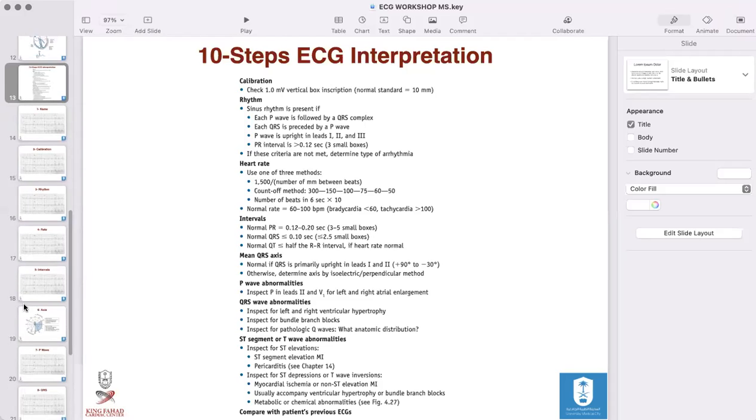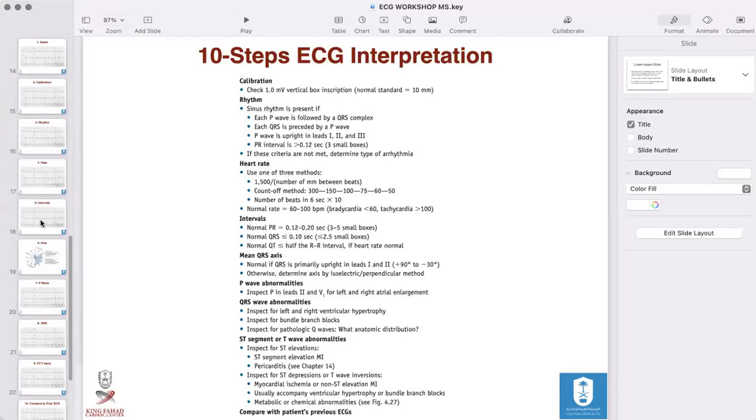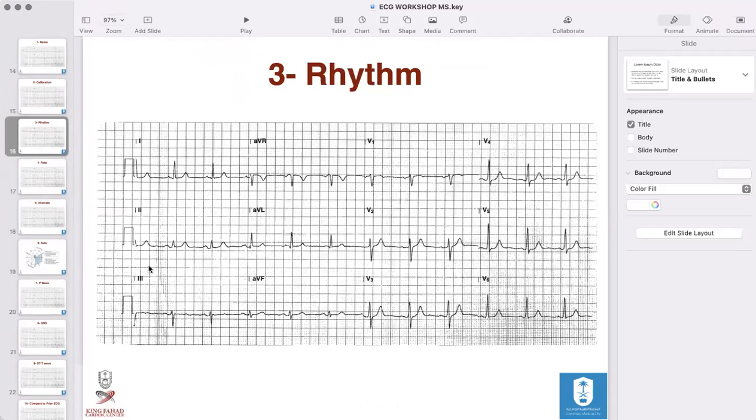After you got the rhythm, you make sure whether it's a sinus rhythm or not. If not, then you have to identify the arrhythmia type, and then you calculate the rate. If it's a sinus rhythm and the rate is between 60 and 100, you call it normal sinus rhythm. If it's less than 60, you say sinus bradycardia. If it is more than 100, you say sinus tachycardia.